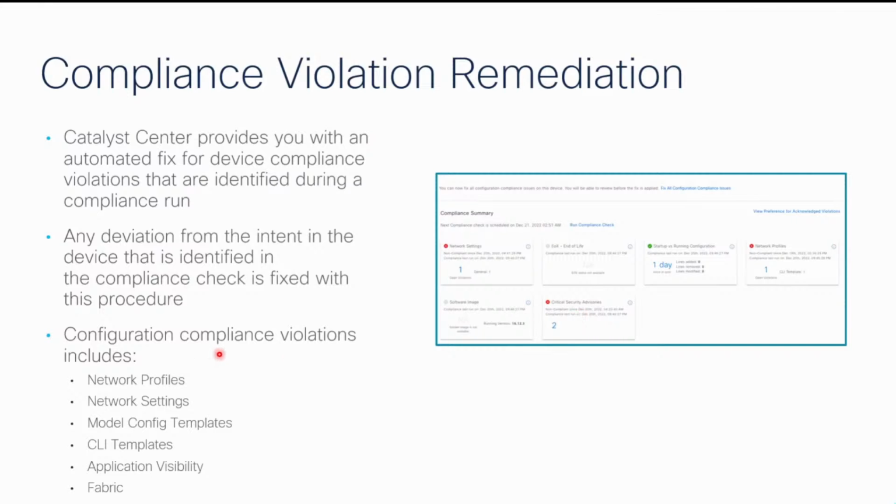So some other things that the compliance configuration violation includes is model config templates, CLI templates, application visibility, which is going to be more so your QoS related metrics, and then also Fabric, so SD access. It'll check for any compliance violations with SD access as well.